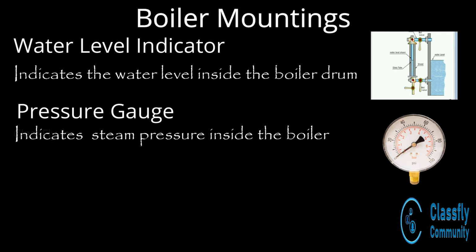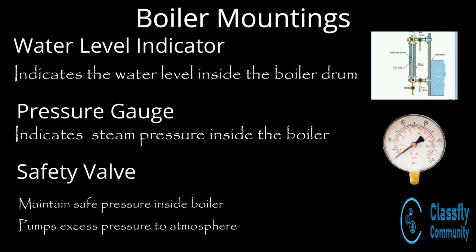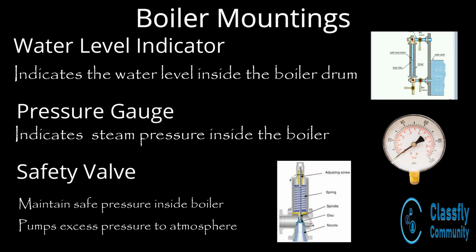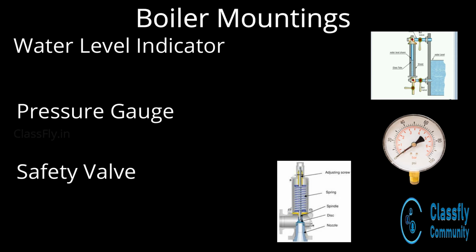Next, we have the safety valve. This is used to maintain a constant safe pressure inside the boiler. Every boiler will have a certain limit for the pressure which can be developed in it. Hence, the function of the safety valve is to release a certain amount of pressure into the atmosphere if there is excess steam generated inside the boiler.